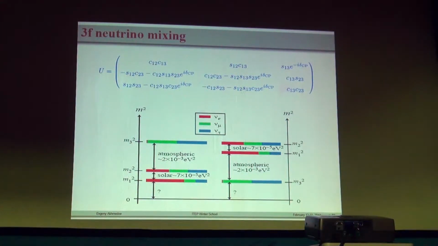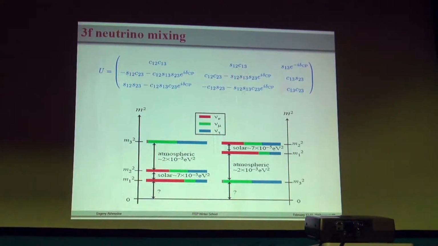Now, we know from the experiment that there are 3 neutrino mass eigenstates and 2 mass squared differences between them, which have some hierarchy. One of them is big, another is small. Therefore, we have essentially 2 possibilities for the hierarchy of masses here. One is that the state nu1 is the lightest one. Then there is a heavier state with small gap between them, and then the third heavy state with a much bigger gap. Another possibility is that these 2 states are upstairs, and the state nu3 is downstairs.